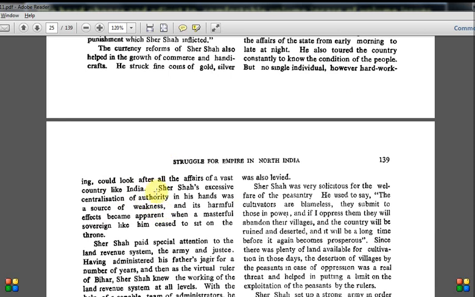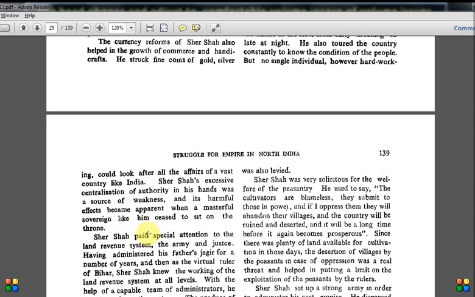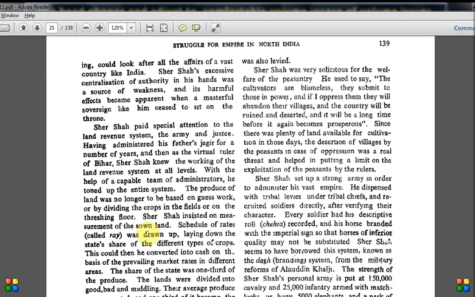So even though it is said about a good thing, because this region is too large, he cannot go personally and visit every place, right? So it turned out to be a weakness. His strength actually changed into a weakness, and it will lead to his loss also, like how it finally ends. Its harmful effects became apparent when a masterful sovereign like him ceased to sit on the throne. He is roaming around the whole country, and that is how the others also started thinking, okay, now we can also interfere and get the power.